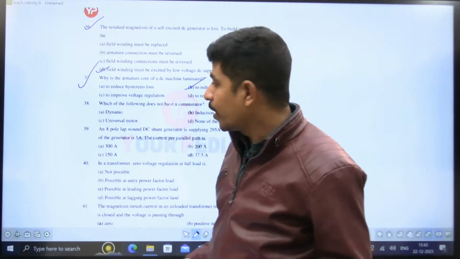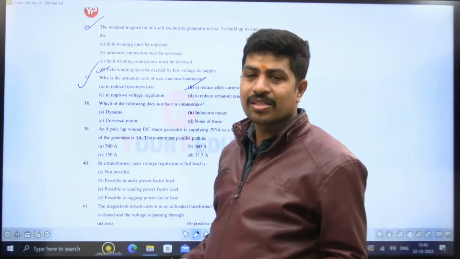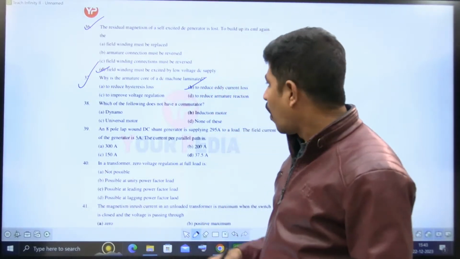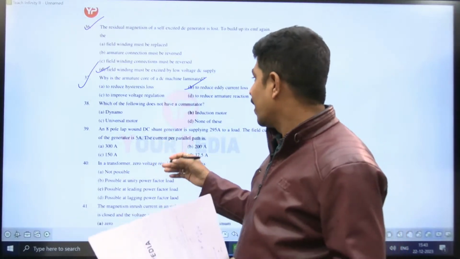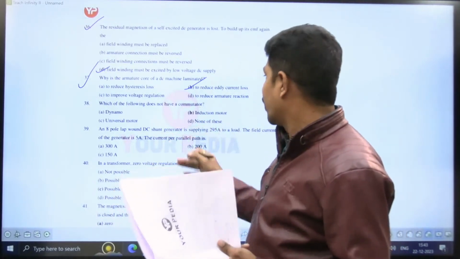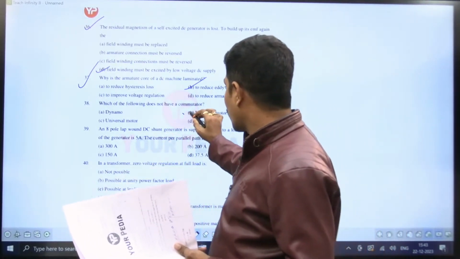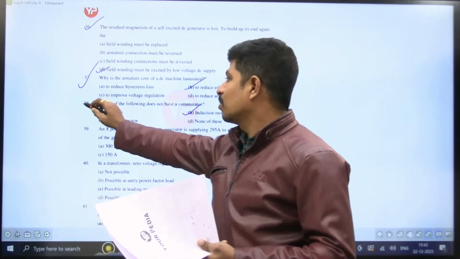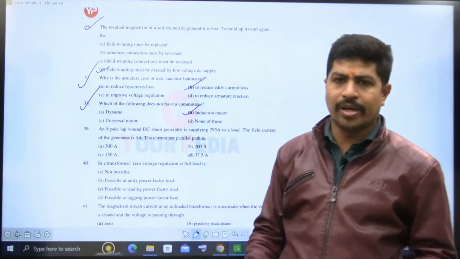Next, which of the following does not have a commutator? Dynamo requires a commutator. Universal motor, DC series motor, all DC machines have a commutator. The one that does not require a commutator is the induction motor. Induction motor does not require any commutator.